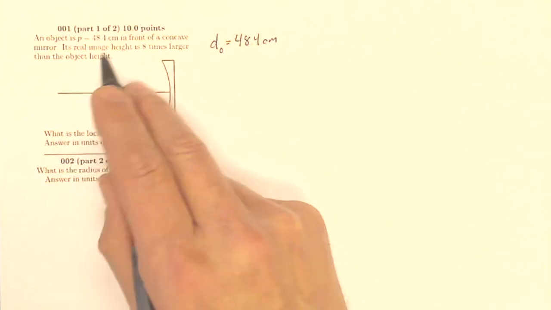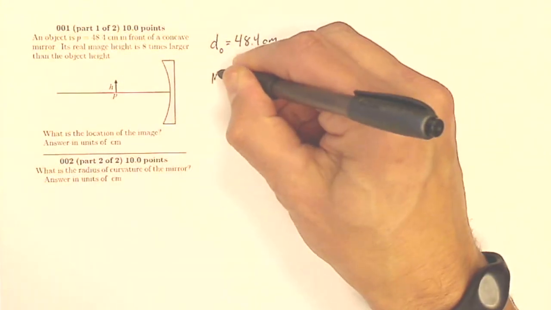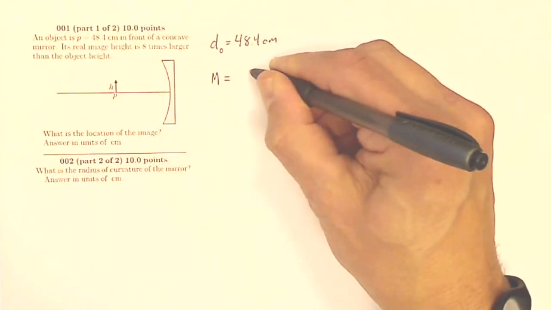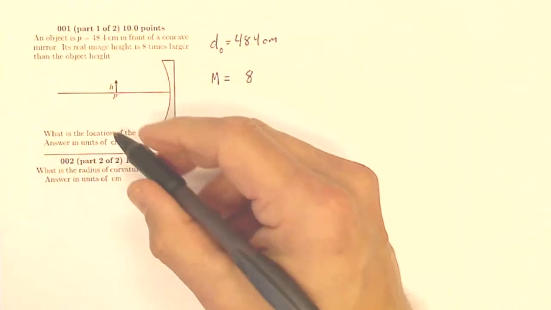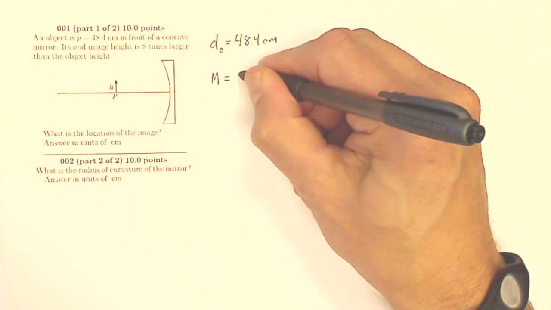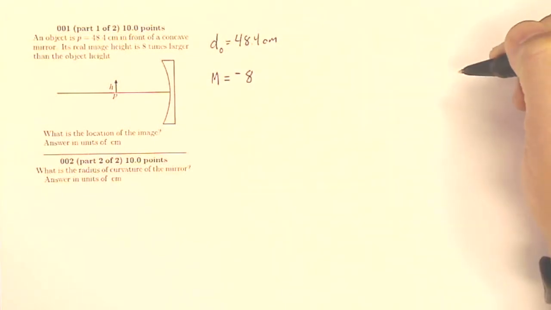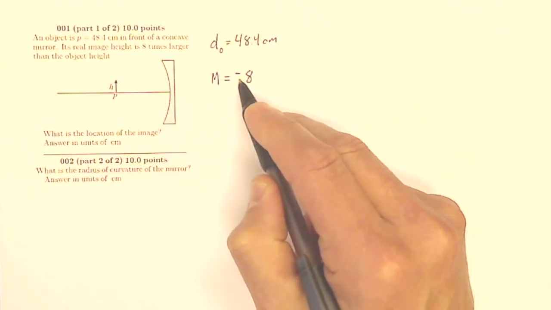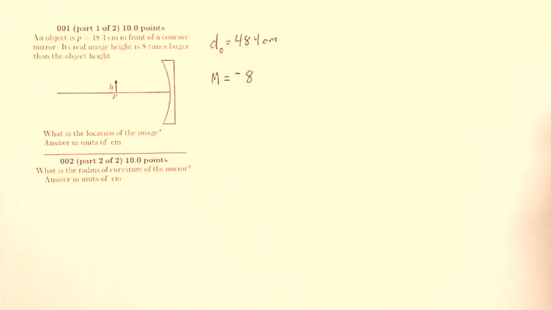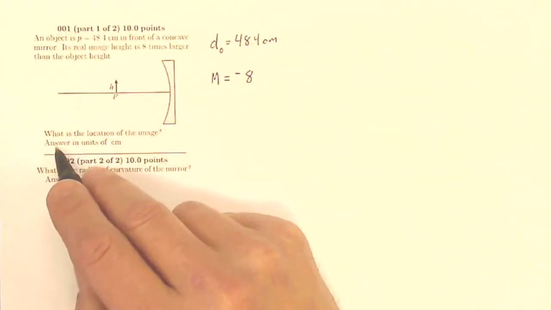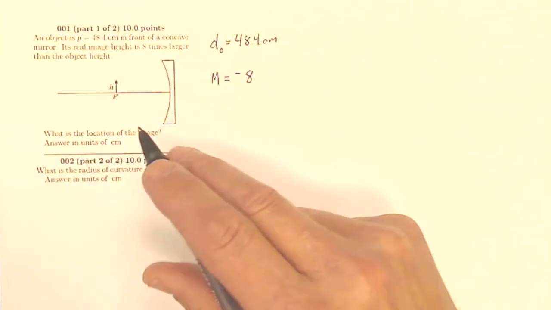Its real image height is 8 times larger than the object height. So if something is 8 times larger, that means my magnification is going to be 8, but it's a real image, and I know real images are going to be upside down, so this is going to be a magnification of -8, because negative magnifications are real images, positive magnifications are for virtual images. What is the location of the image? Answer in units of centimeters.